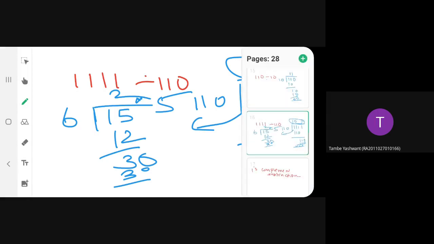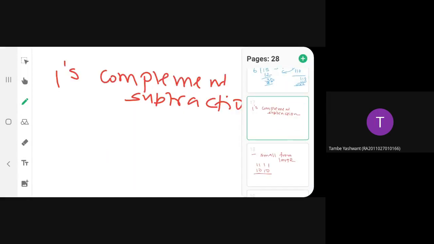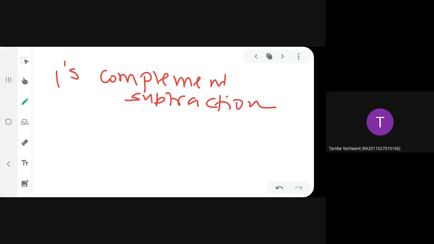Next, we will go for a special type of subtraction that is called ones complement subtraction and twos complement subtraction. So have you heard of these methods in your lower class or no? No, ma'am. You want me to refresh again? Yes, ma'am. So we will be discussing first ones complement subtraction. Before that, we will learn what is ones complement.